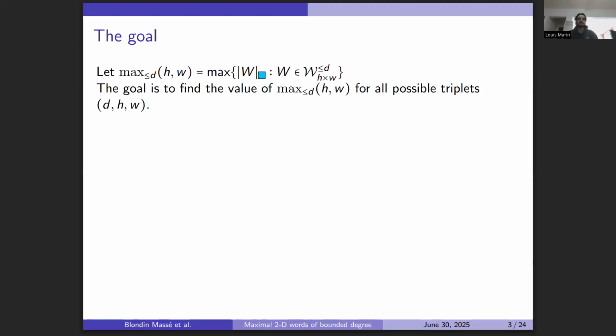So for all triplets D, H, and W, D being the degree and H and W being the dimensions of the word, we want to find automatically the value of the maximal area of a word that has those three parameters. Also, this problem is entirely symmetric with regard to H and W, of course.